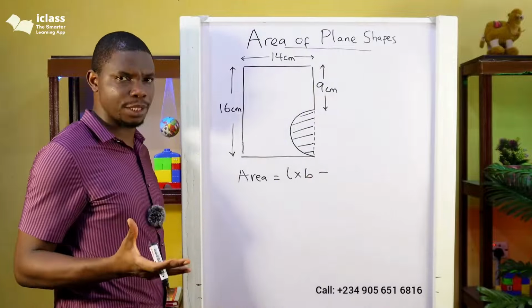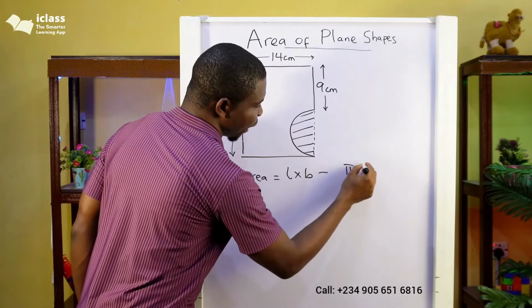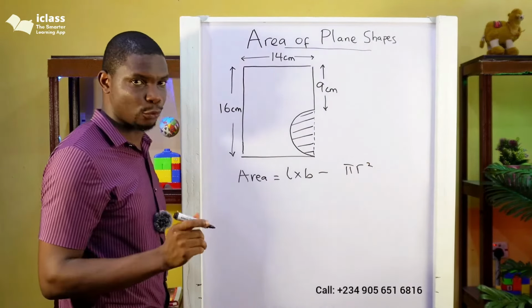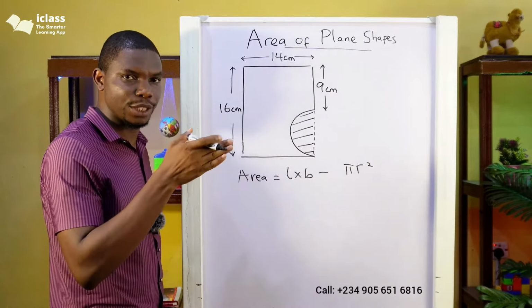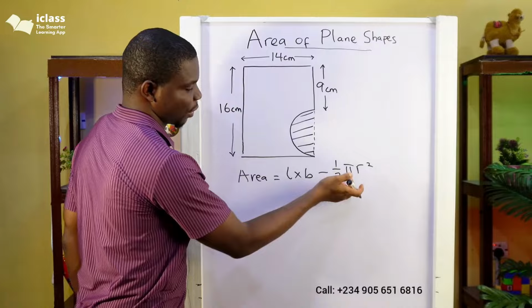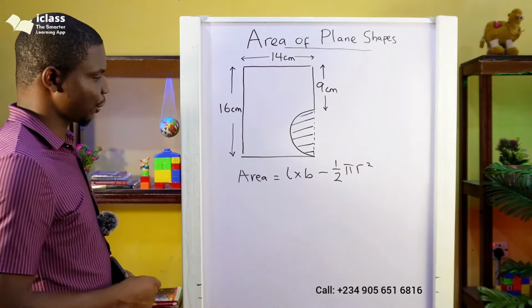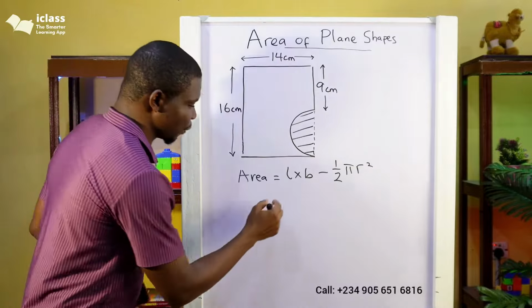What's the area of a semicircle? A full circle has area of pi r squared. This is a full circle. Then a semicircle, semi is half. So a semicircle will have half times the area of a full circle. Good. So let's get the area of this compound shape.